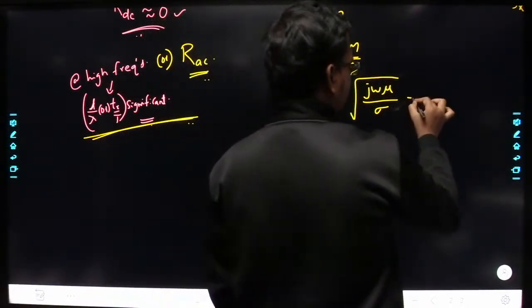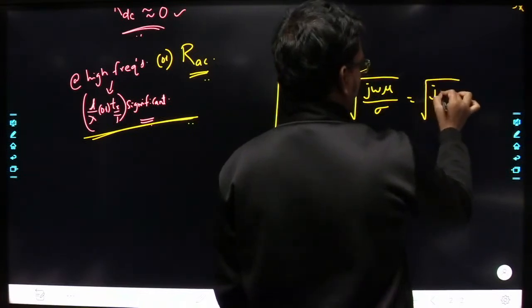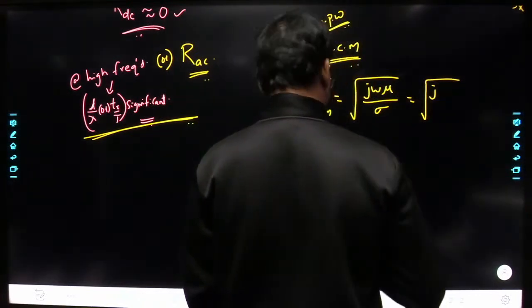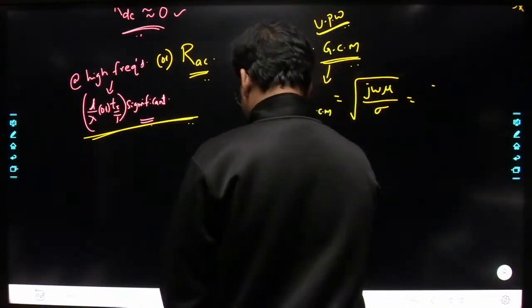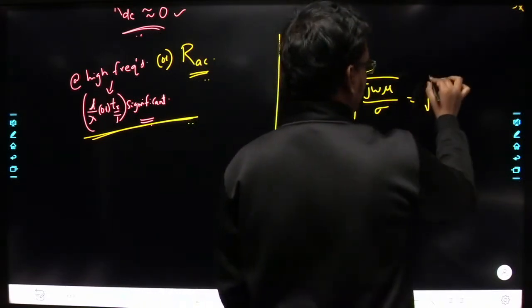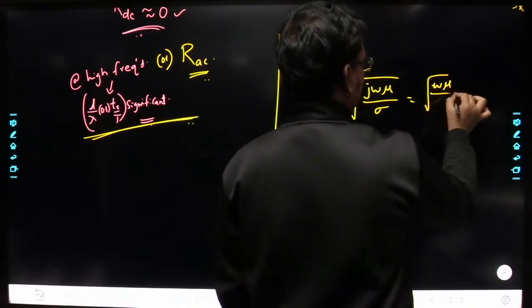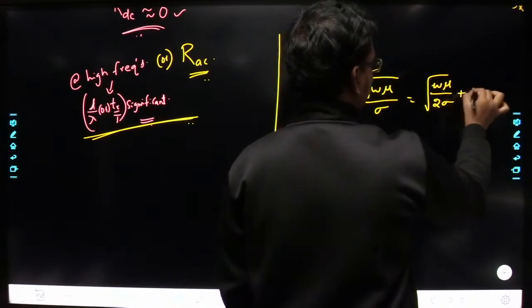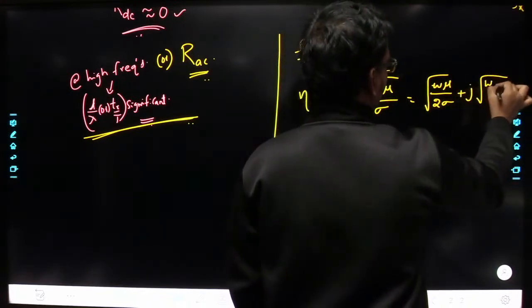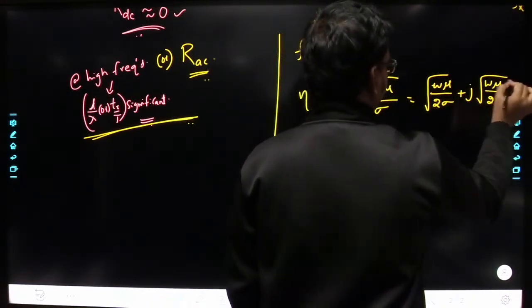So this one I can write as the square root of omega mu by 2 sigma, plus j into the square root of omega mu by 2 sigma. Can I write it in this manner?